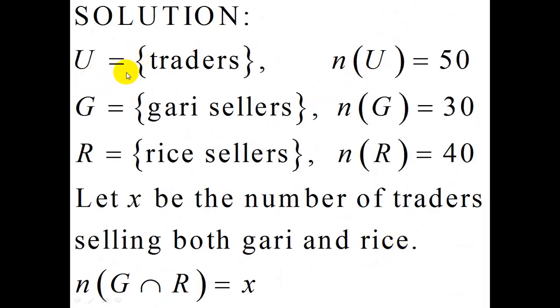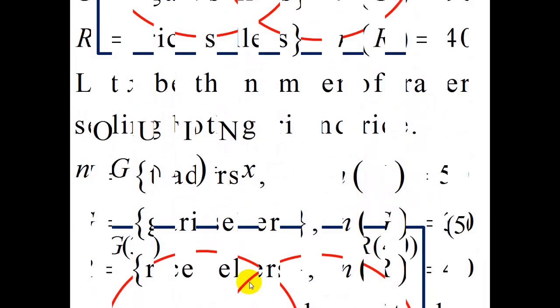Now, let U represent traders, and G, Gary sellers. If U represents traders, then the number of U equals 50, because from the question, the number of traders is 50. Let G represent Gary sellers. So the number of Gary sellers from the question equals 30, and the number of rice sellers is equal to 40. Let X be the number of traders selling both Gary and rice. That is, the number of G intersection R is equal to X.